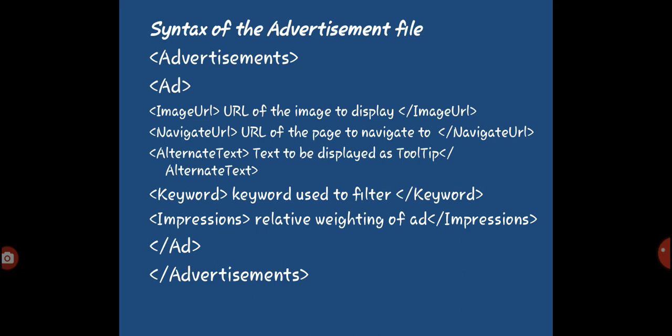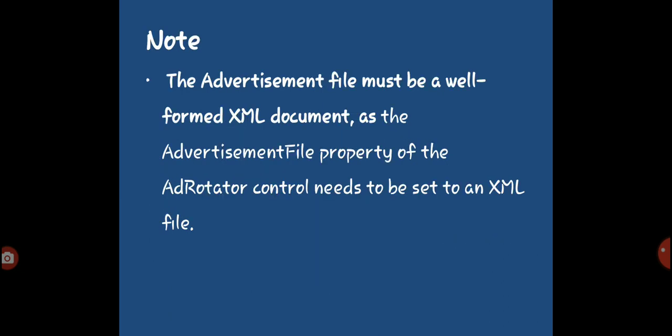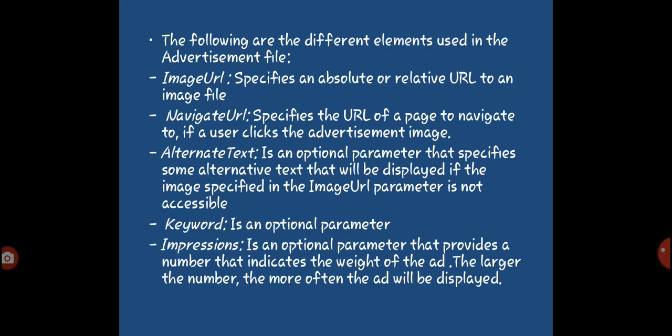So this is the syntax of the advertisement file. Firstly, the container is Advertisements. The next container is Ad, which is opened and closed at the last, you see. Inside Ad we have ImageUrl, NavigateUrl, AlternateText, Keyword, and Impressions. We'll see each of them in detail. As you know, the advertisement file must be formed as a well formed XML document. Whenever I click on the control, only this XML file, which is the code behind, will run.